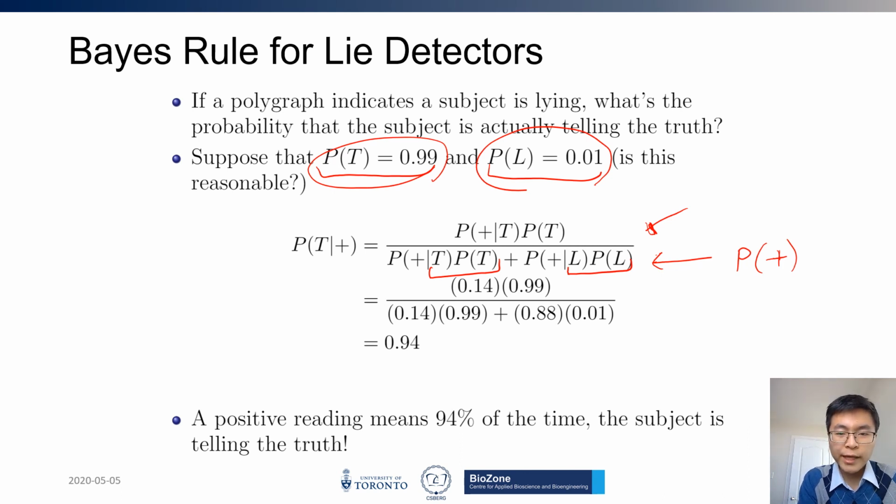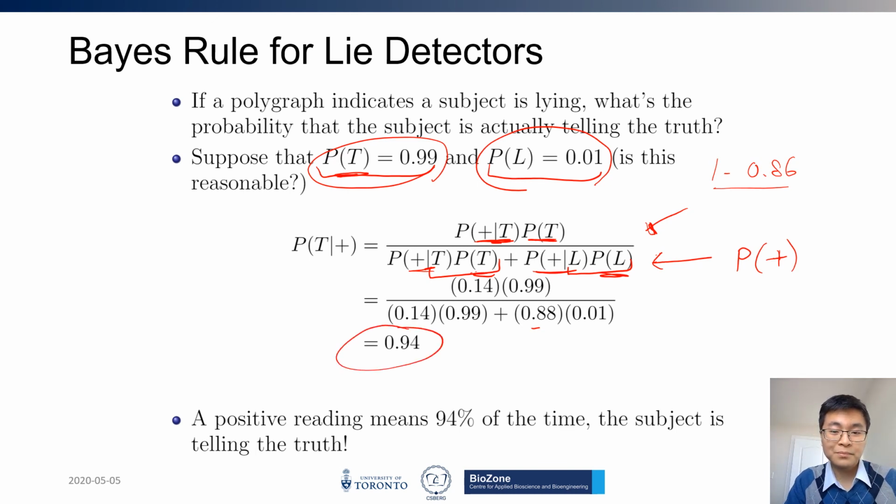Okay, so we have these assumptions. We plug these numbers in. P of plus given T, this was computed on the previous slide. That's simply 1 minus 0.86. And P of positive given L, that was an assumption from the previous slide. So computing all of this, you get 0.94, which is a high value given what this probability means, because it's saying that if the polygraph returns positive, there's a 94% chance the polygraph is wrong.